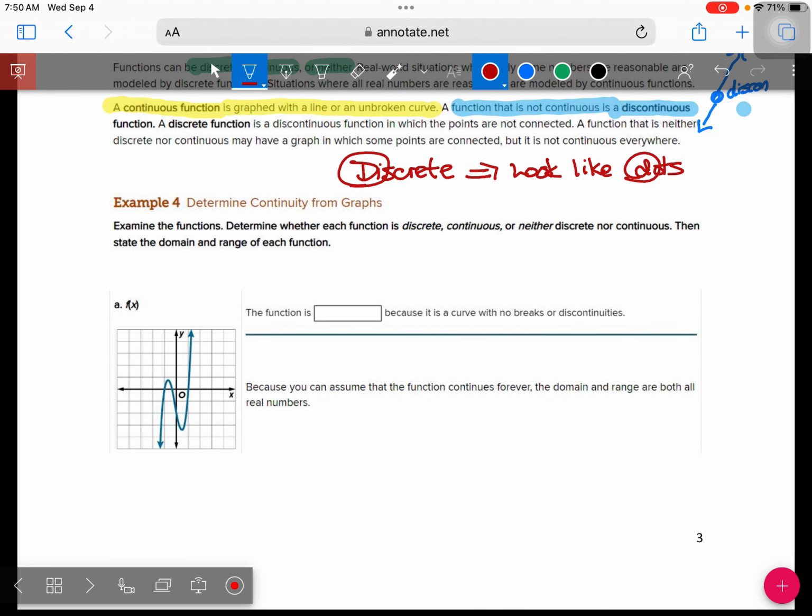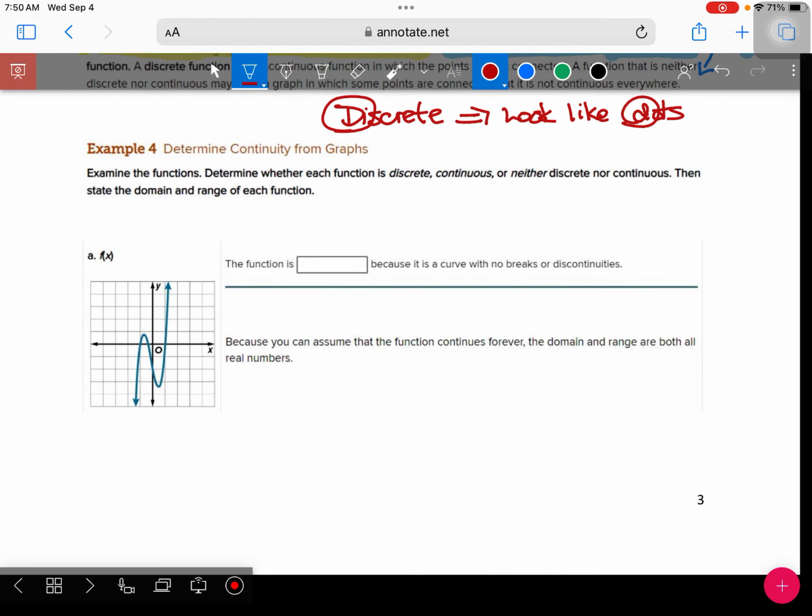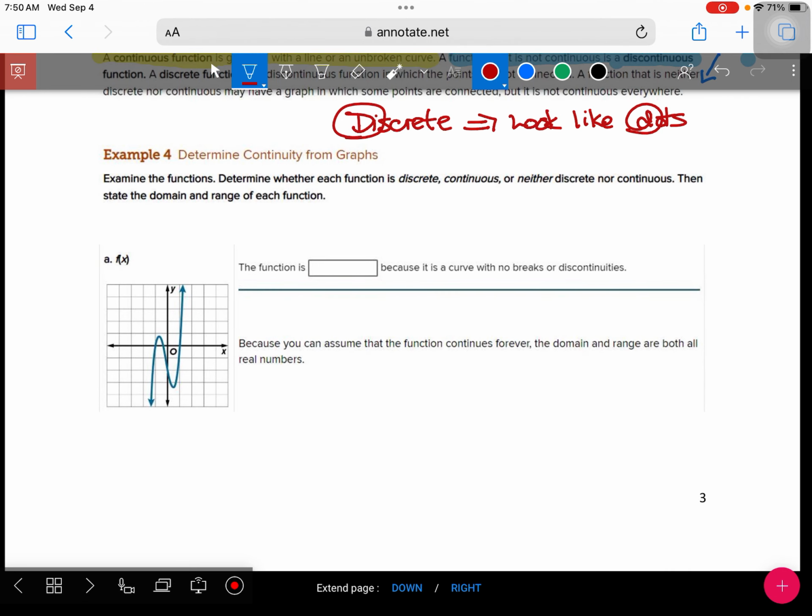So examine the functions. Determine whether each function is discrete, continuous, or neither. Then state the domain and range. So we can't get away from domain and range. Very important. All right, so the first one. The function is blank because it's a curve with no breaks or discontinuities.